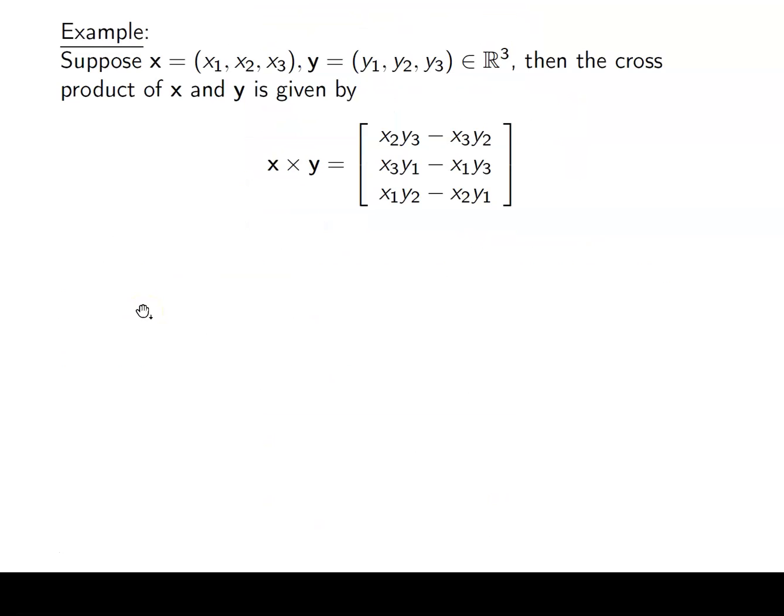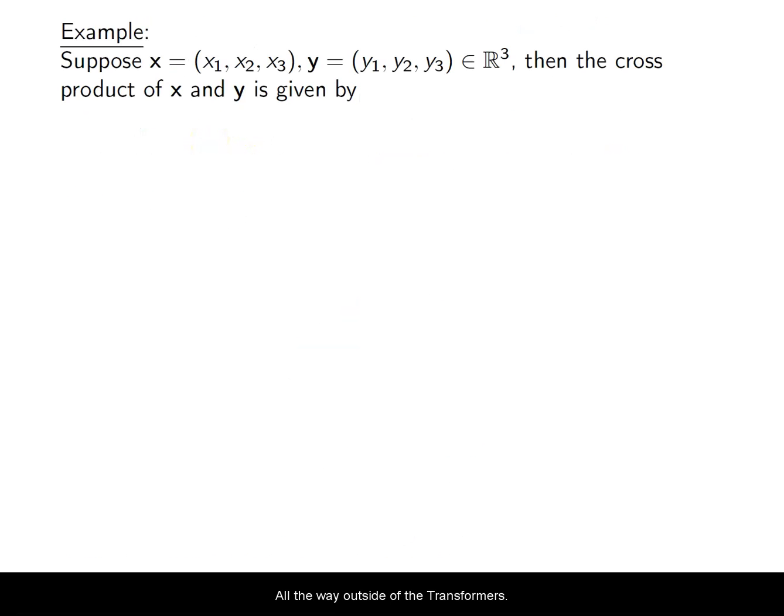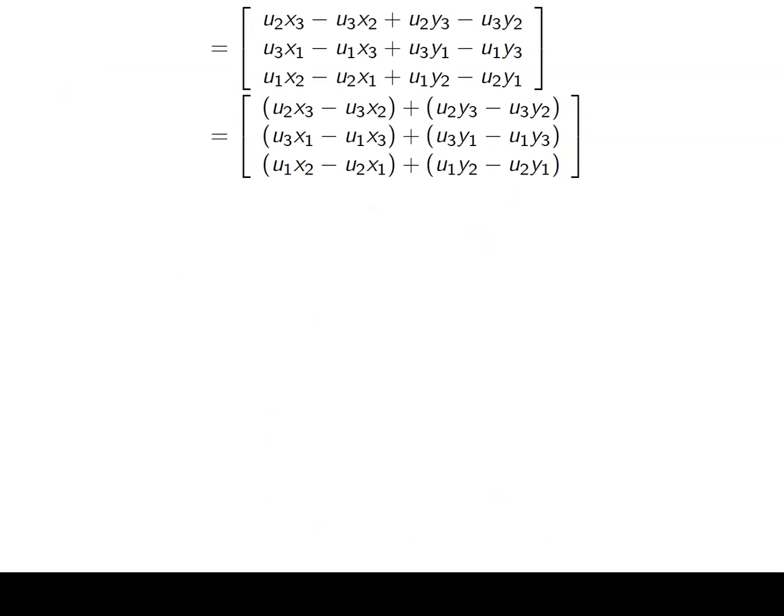So the second, closure under scalar multiplication, I have this. I've already showed what it looks like. This is what I'm trying to get to. It's actually pretty straightforward. I'm just trying to pull out this scalar multiple, okay? All the way outside of the transformation.